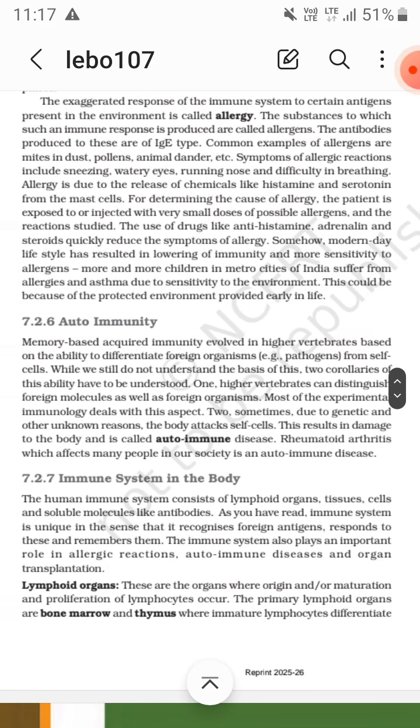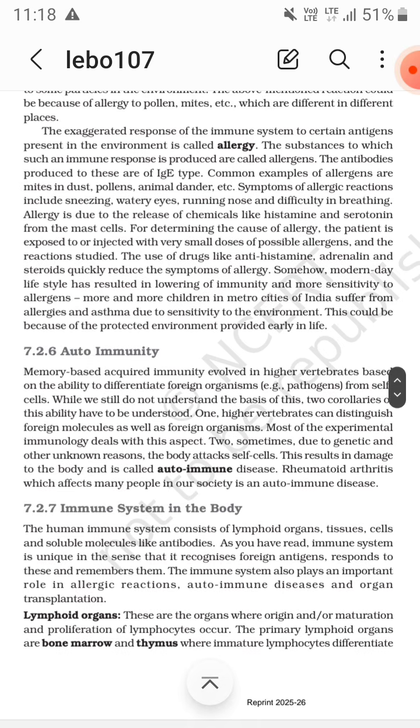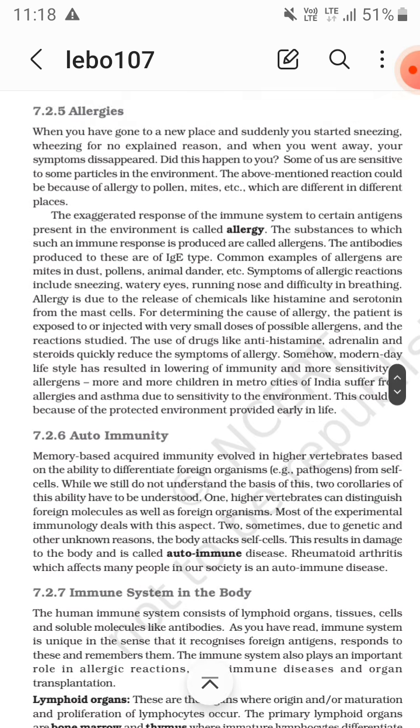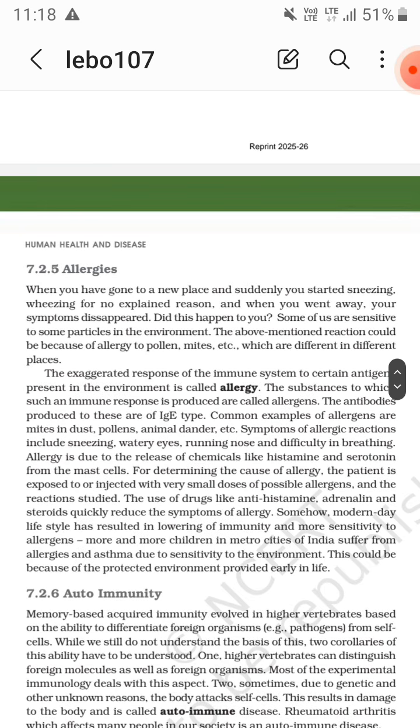Now there is autoimmunity, an autoimmune disease, rheumatoid arthritis. Remember rheumatoid arthritis. Due to genetic and other unknown reasons, the body attacks its own cells. Rheumatoid arthritis. Now allergies. The antibodies produced to these allergens are IgE.